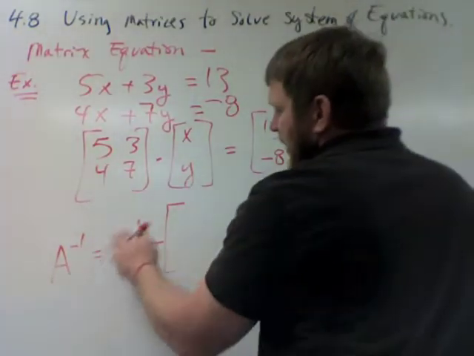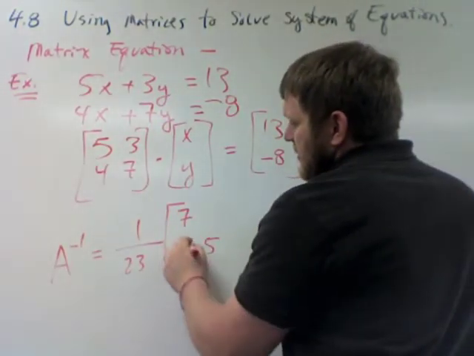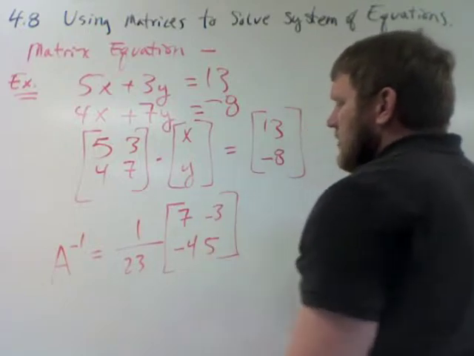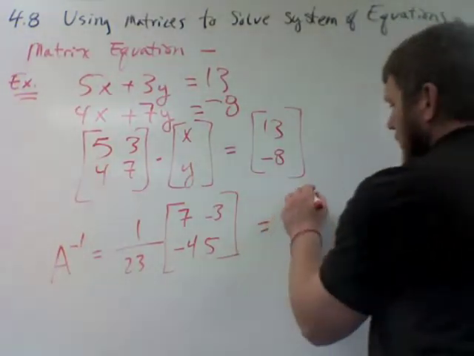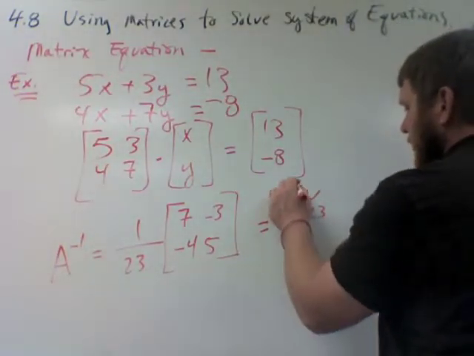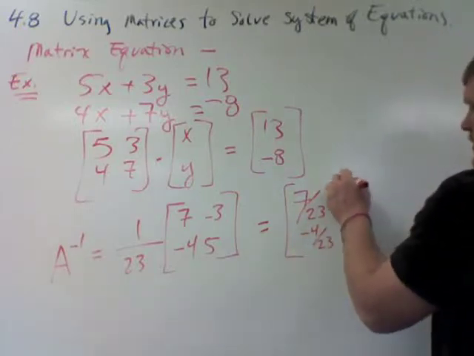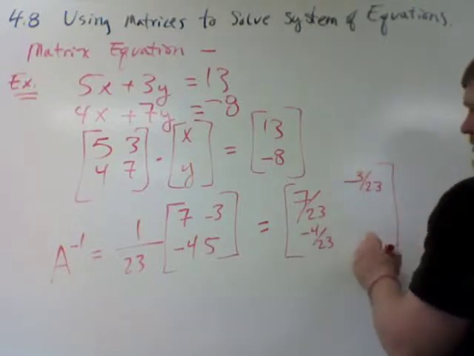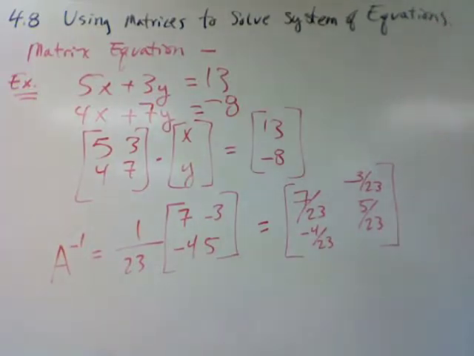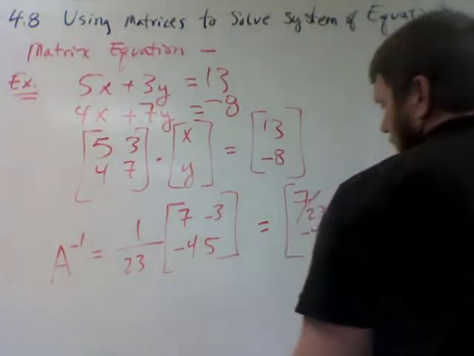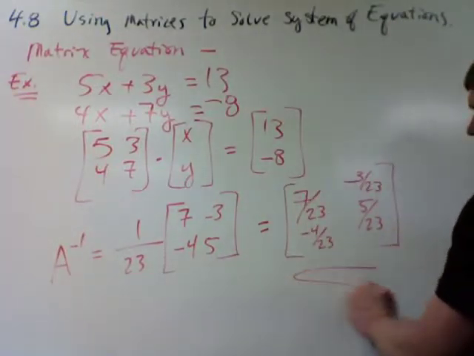Okay, so then I continue by flipping these two elements and then taking the negative of the other diagonal. So I end up getting that. I want to multiply that through. It gives me some goofy values, but I'm just going to have to deal with it. I get -4 23rds, -3 23rds, and 5 23rds. So here's the A inverse right here. This is what I was looking for.